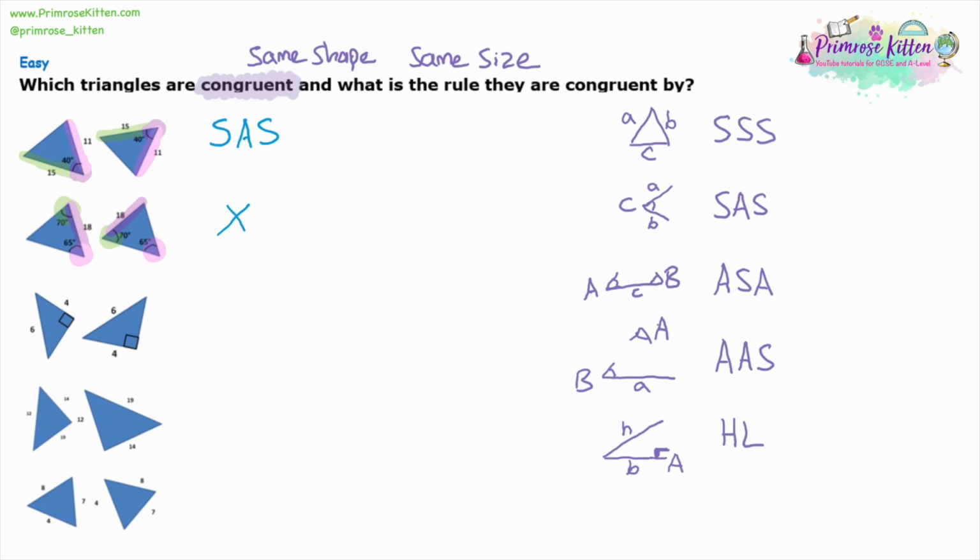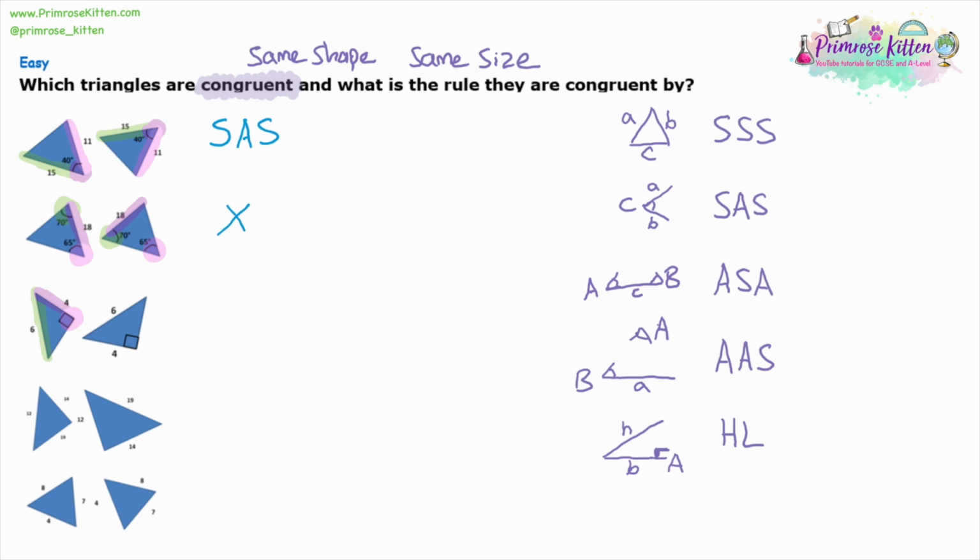Moving on to question 3. Again, choose a starting point. Doesn't matter where you start. Try not to start in the middle. Try and start off at the edge. So let's start off with a 6. So we have a length of 6, we have a length of 4, and then we have a right angle. This looks like it might be the HL proof.